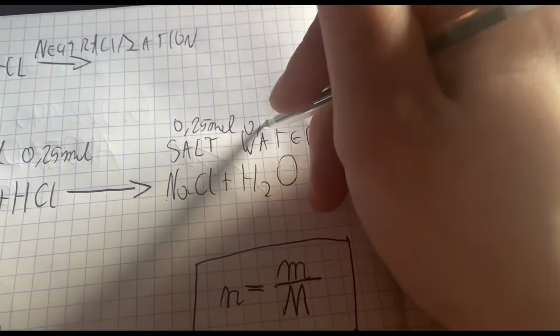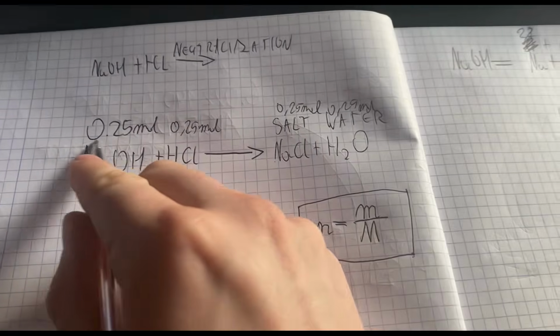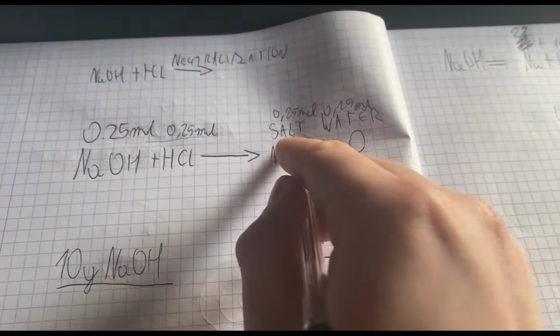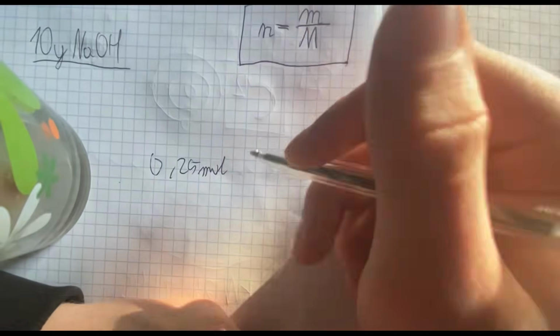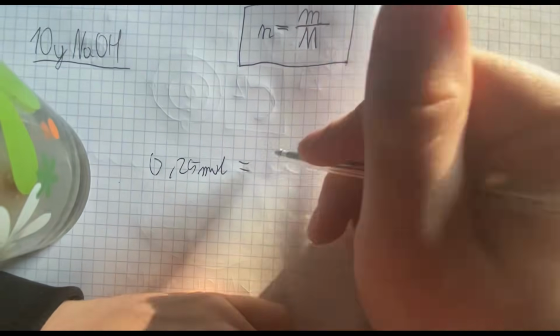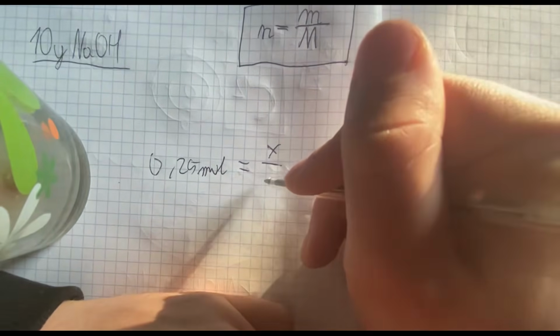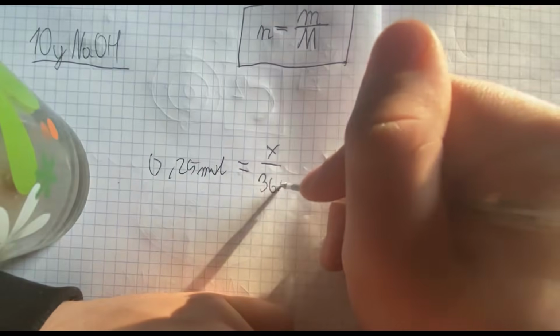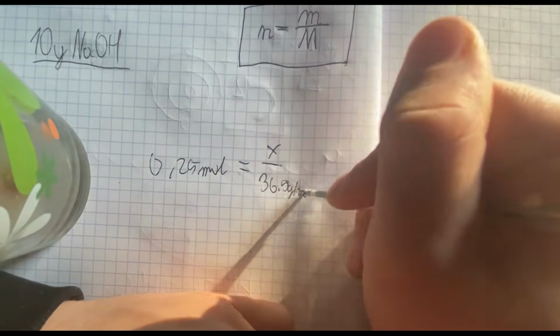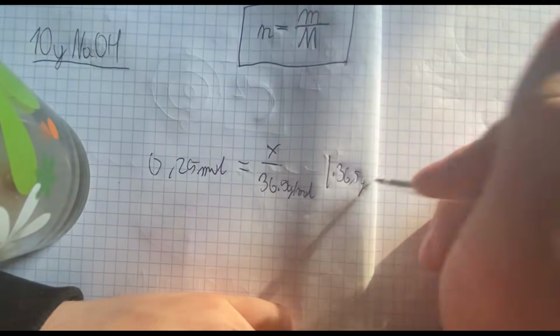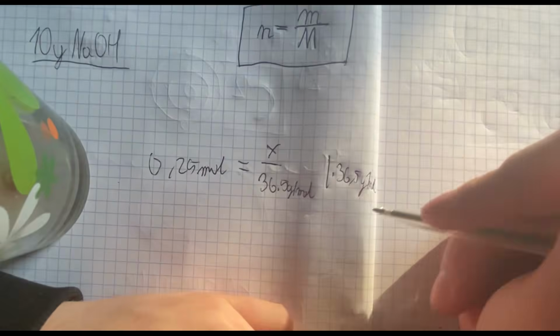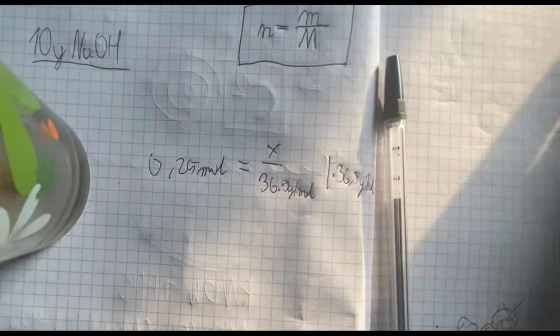Now to equally react 0.25 moles of NaOH with HCl, you will need 0.25 moles of HCl. But how many grams is that? Let's calculate it. Just get that formula we were talking about, which is n equals mass divided by molar mass. We have no idea how much hydrochloric acid we need, so mass here is our x. We put 0.25 as n and 36.5 grams per mole, which is hydrochloric acid's molar mass, on the bottom. Unless you skipped high school or something, you will have no trouble doing this.